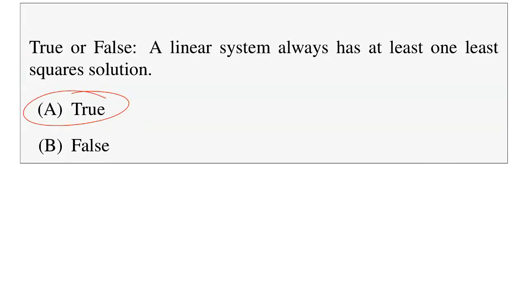So this is good news. Not all linear systems have solutions, but at the very least, all linear systems have least squared solutions. So you can always answer the question, well, if there aren't any solutions, what's the next best thing? You can always answer that question.